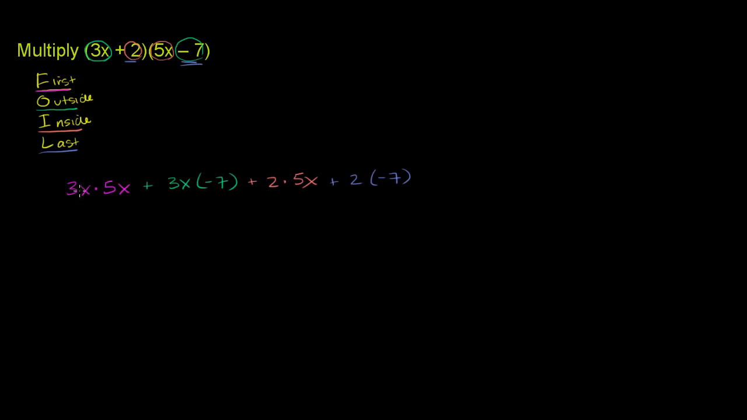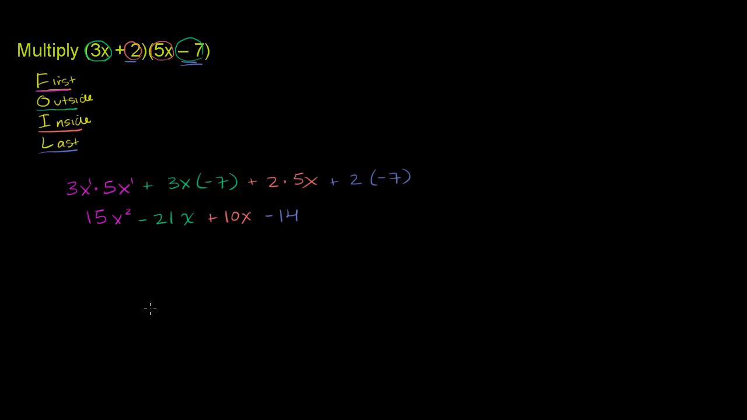3x times 5x is the same thing as 3 times 5 times x times x, which is the same thing as 15x squared. You could use x to the first times x to the first. So you multiply the x's, you get x squared. 3 times 5 is 15. This term right here, 3 times negative 7 is negative 21, and then you have your x right over here. And then you have this term, which is 2 times 5, which is 10 times x, so plus 10x. And then finally, you have this term here in blue, 2 times negative 7 is negative 14.